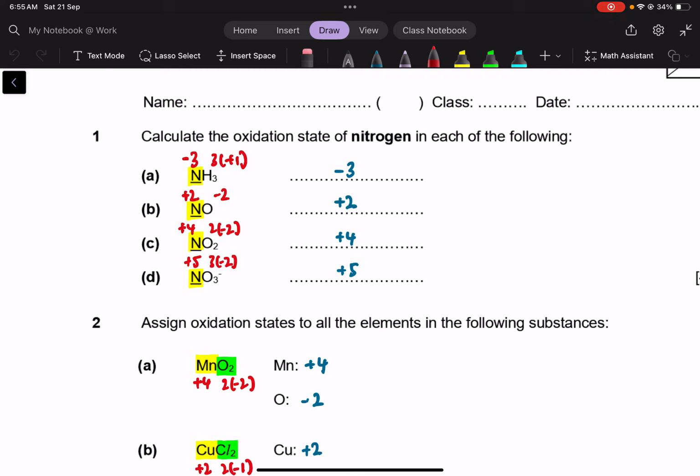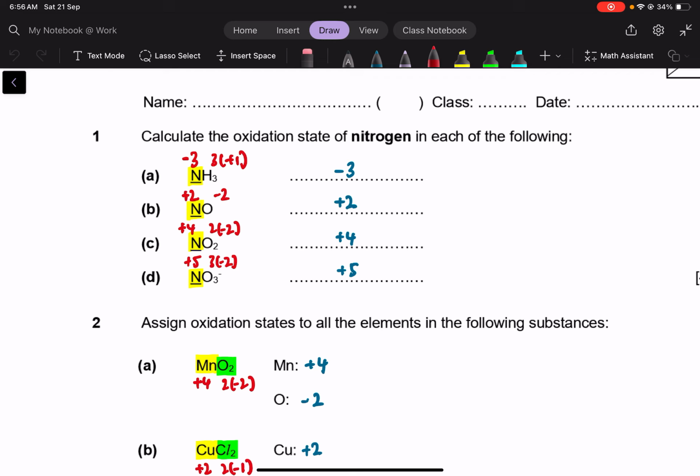Okay, so for ammonia, the first example 1A, we treat the oxidation state of H to be +1 if it's not bonded with any metals in a compound. H will typically, 95% of the time, have an oxidation state of +1 inside compounds. So from here we can deduce that the oxidation state of nitrogen in ammonia is just -3.